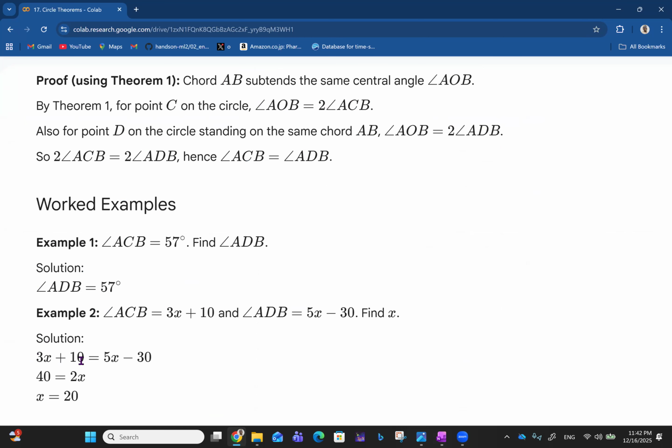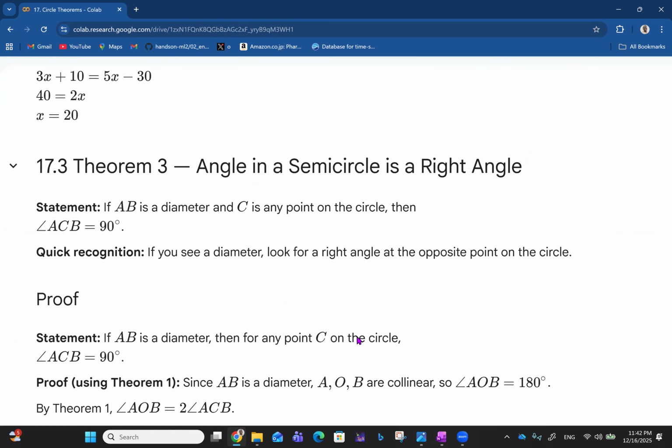So that means 3x plus 10 is equal to 5x minus 30. If we tidy things up, we have 5x minus 3x, then 10 plus 30, that's 40, equals 2x. So x is equal to 20. So that's 20 for x now. So it means ACB will be 3 times 20, 60, plus 10. So ACB is 70 degrees. ADB will be 5 times 20, 100, minus 30. That's also 70 degrees like that.